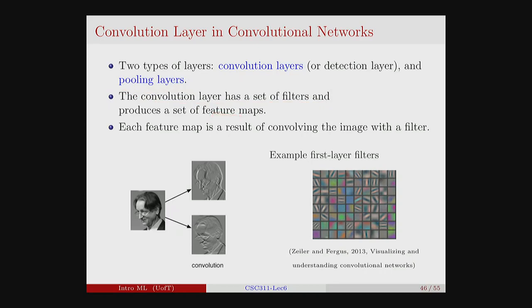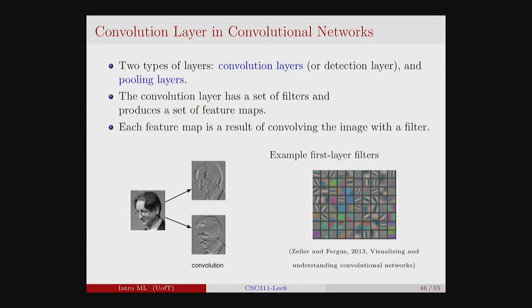So in practice, what you do is you take an input image, and then you have k different kernel matrices. You don't just convolve it with one kernel, you convolve it with k different kernels. And the result of taking your input image and convolving it with k different kernels is k different feature maps.